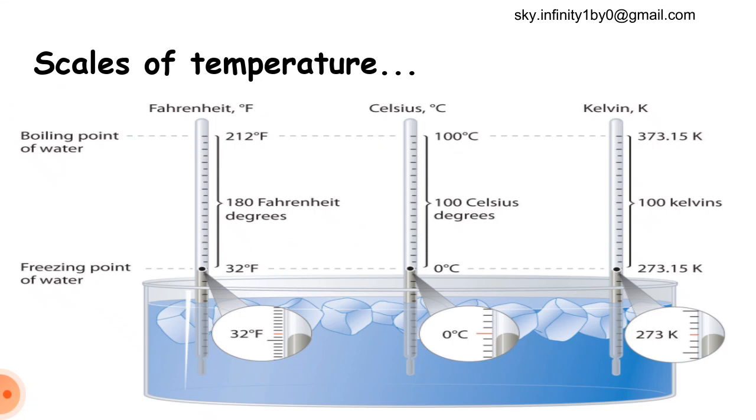First, we'll consider the freezing point of water using a Fahrenheit scale. So it shows as 32 degrees Fahrenheit. For Celsius scale, the freezing point is showing as 0 degrees Celsius. And for Kelvin scale, it is showing as 273.15 Kelvin.